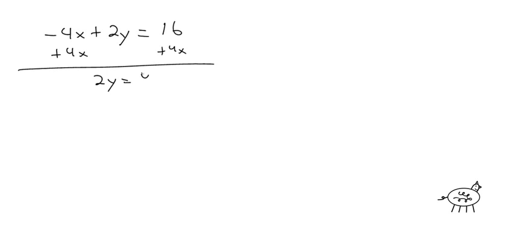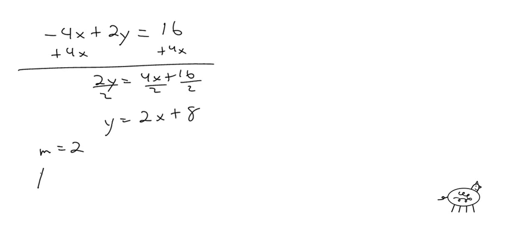Let's try another one here. Negative 4x plus 2y is equal to 16. All right, so I'm going to add 4x to both sides. I get 2y is equal to 4x plus 16, divided by 2. So y equals 2x plus 8. Okay, so my slope is 2. Let's do our value of b is equal to 8. So that means my y-intercept equals (0, 8).